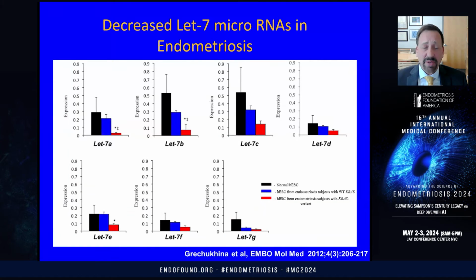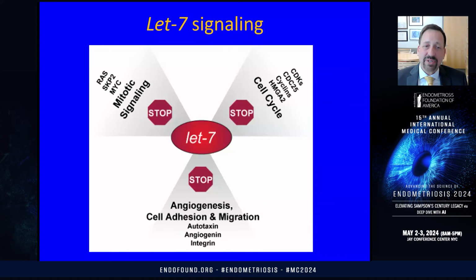We've shown some time ago that microRNAs, this looks at the LET7 family of microRNAs, are decreased in endometriosis. And in the more aggressive endometriosis, the red bars are essentially at even lower levels of LET7. What does LET7 do? Well, I mentioned to you that LET7 is involved in blocking the translation of messenger RNAs, including those of cyclins, cyclin-dependent kinases, KRAS, MYC, other genes involved in mitotic signaling, genes involved in angiogenesis, cell adhesion, cell migration, all the things that go wrong in endometriosis.